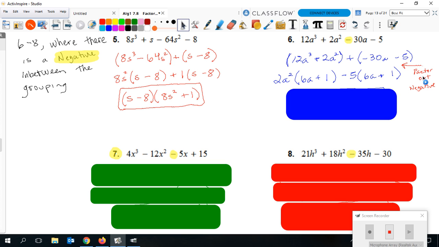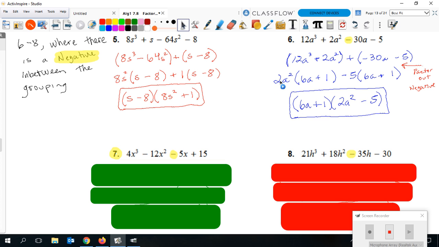So don't forget, what we want to make sure we do here is factor out the negative from both terms. That means it's going to change the signs of both of these terms. This term becomes positive, this term becomes positive. And we're factoring out a 5 as well, so we're dividing 30 by 5 to give us 6, and 5 divided by 5 gives us 1. And there's our matching binomial. That can go up front, 6a plus 1. What got factored out is 2a squared minus 5. Again, you can check to see if it's a difference of squares. It's not, so it can't be factored any further.